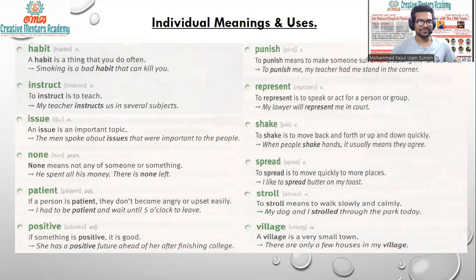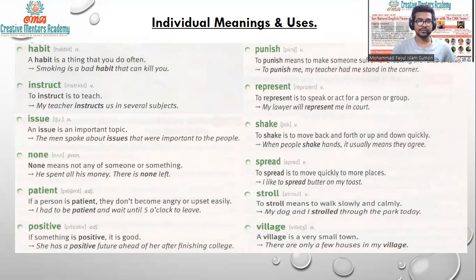Yeah, issue. An issue is an important topic. The man spoke about issues that were important to the people. Nowadays, there are a lot of issues happening in our country, but let's see what will happen finally. I hope good things will happen in our country because it's a developing country, right? We hope the best will happen with us.